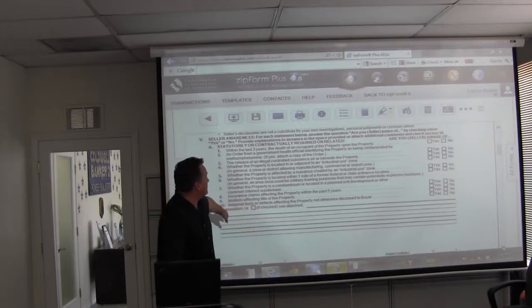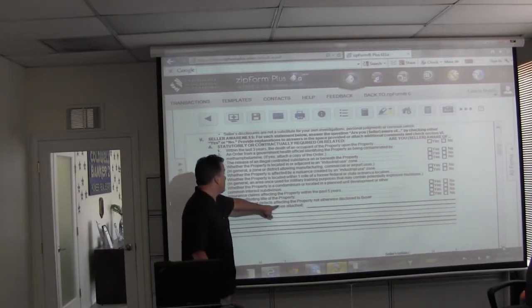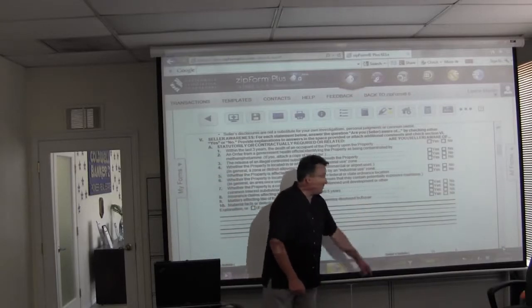Material effects today not otherwise disclosed. Now here's the catch-all. We missed a question. Material effects and defects affecting the property not otherwise disclosed.